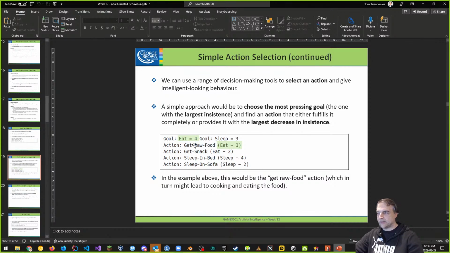We would only consider get raw food or get snack, and since get snack only reduces it by 2, and get raw food decreases it by 3, we choose the get raw food action to match with the higher insistence goal of eat. Does it make sense? So this is good.